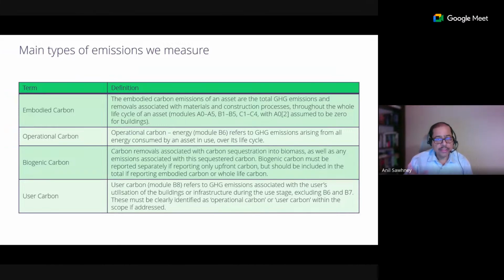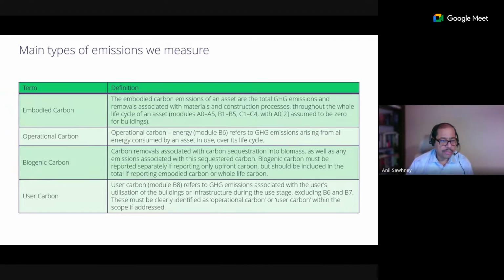Operational carbon is the emissions that come from energy use and water use in the building or the bridge or the infrastructure project when it is actually in use. So it's completed construction. During the use phase, whatever emissions come from energy use and water use are basically called operational carbon.